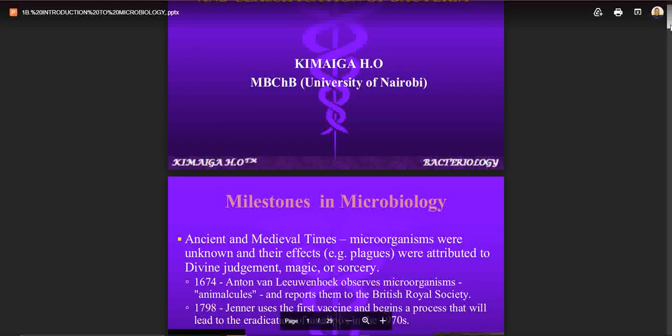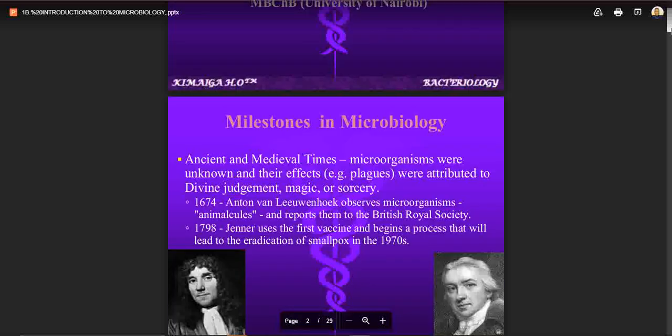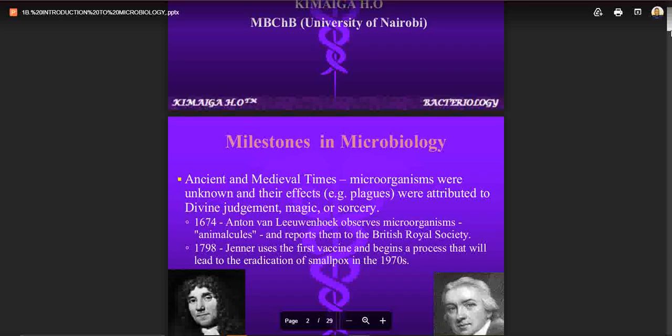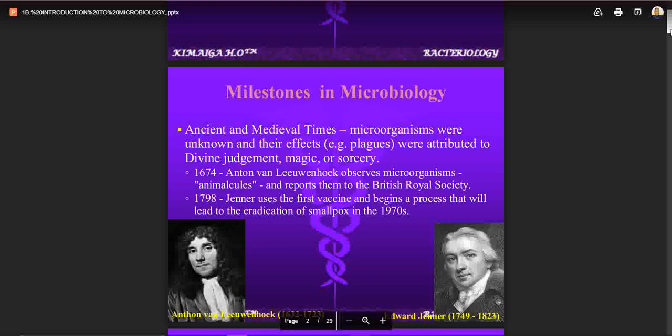So right away, we'll start with the milestones in microbiology, and how far microbiology has evolved ever since the establishment of the discipline. Beginning from the ancient moment, people used to live a primitive life.